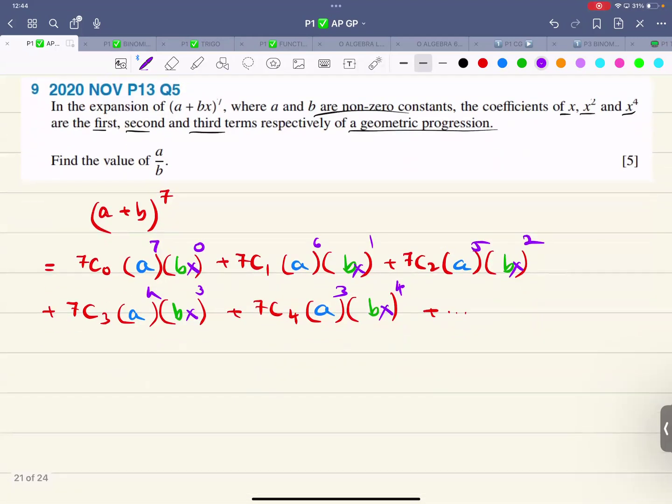Now we are interested in the coefficient of X, so let me first focus on that. Coefficient of X, which one is that? That is 7C1, A power 6, B power 1.